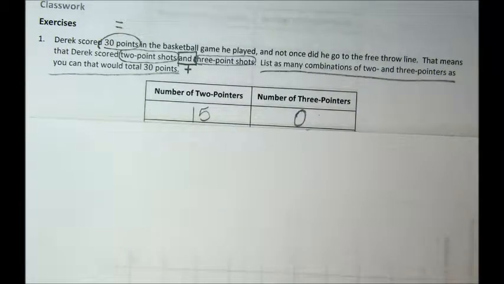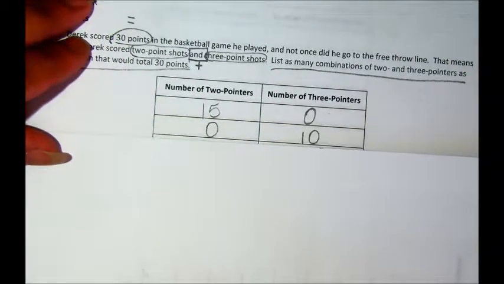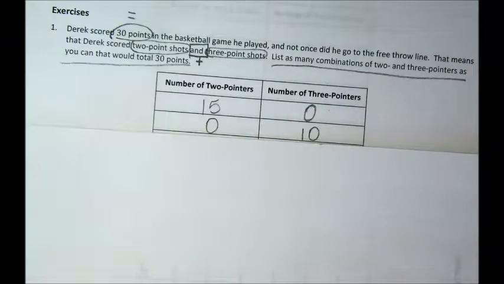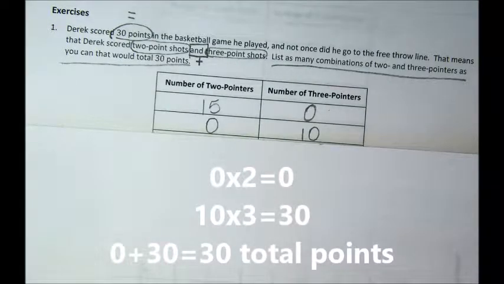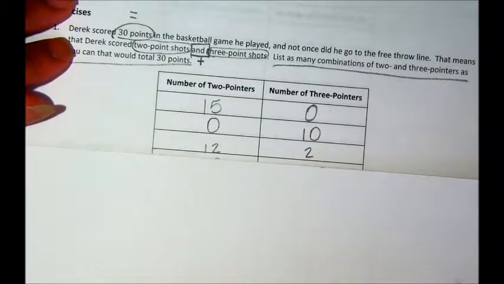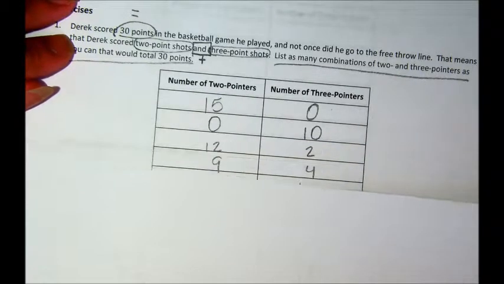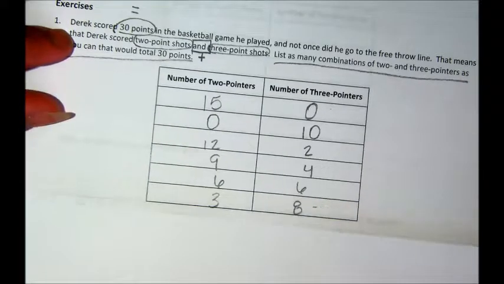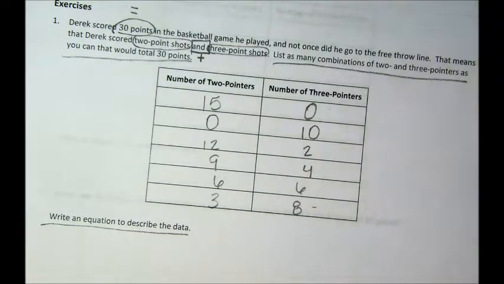There's another combination of only one type of shot that Derek has. If Derek only made 3 pointers, then that would leave 0 2-pointers. I know that I have a total of 30 points because 10 times 3 is 30. What other combination can you come up with? You should have come up with 12 2-pointers and 2 3-pointers, 9 2-pointers and 6 3-pointers, 6 2-pointers and 6 3-pointers, and 3 2-pointers and 8 3-pointers.